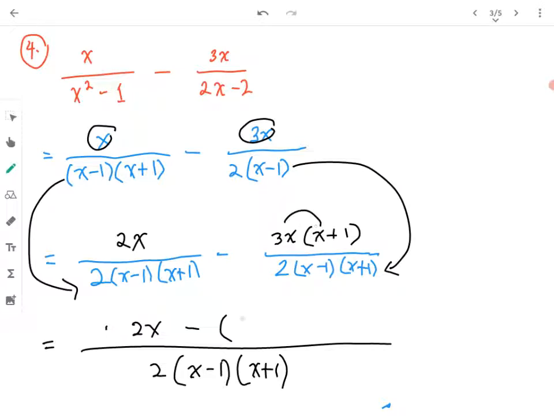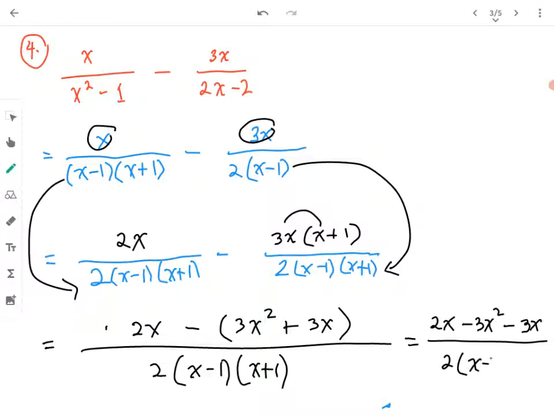So this gives us 3x squared plus 3x. Then we distribute the negative sign because the succeeding terms is a binomial, more than one term. So we have 2x minus 3x squared minus 3x all over 2 times x minus 1, x plus 1.